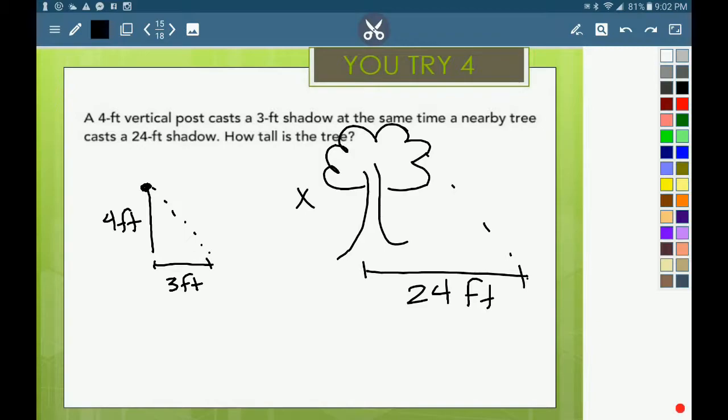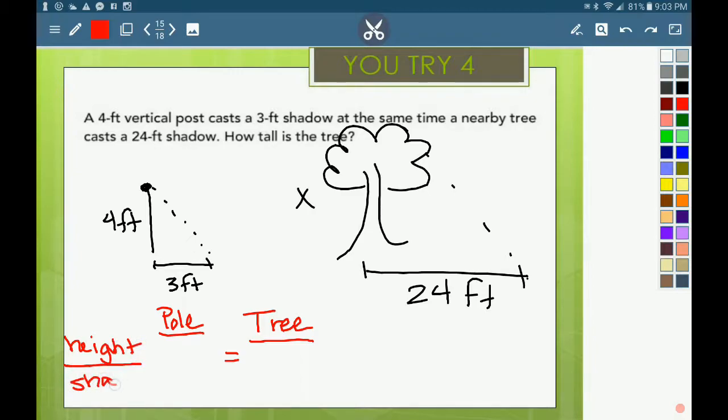So again, let's split this up. I'm just going to help you organize it before you solve it. I want you to set it up where you have the post equaling the tree. And in that ratio, I want you to do the height over the shadow again. So go ahead and set that ratio up and solve for x.